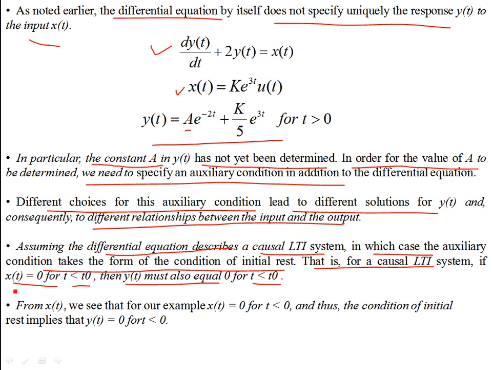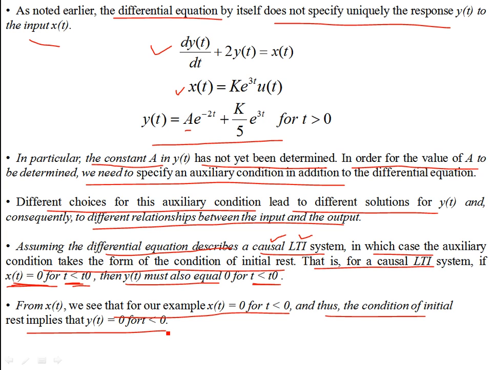So what we are assuming is that x(t) is 0 for a certain time t less than t0, and we know the system is causal as well. It's linear, causal, and time invariant. Then y(t) must also be 0 up until the time where a non-zero excitation is applied. So from the example, x(t) is 0 for t less than 0, and thus the condition of initial rest implies that y(t) is also 0 for t less than 0.